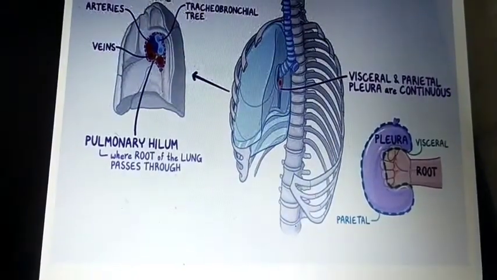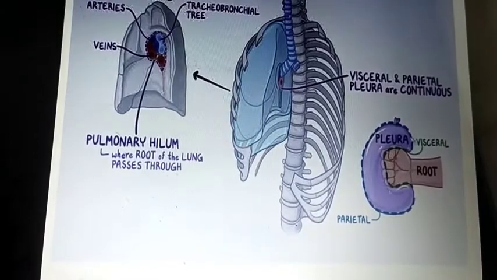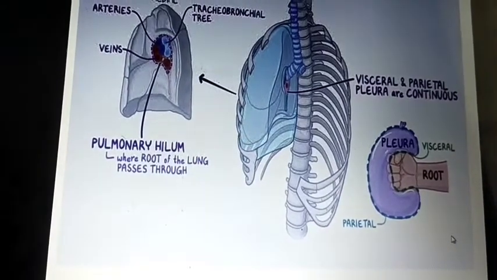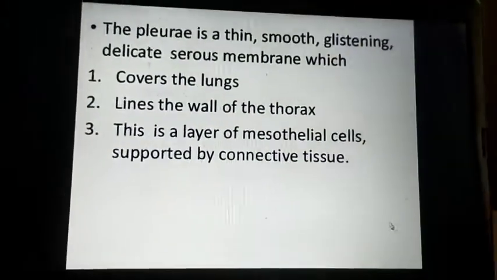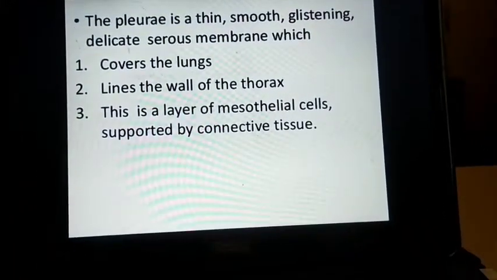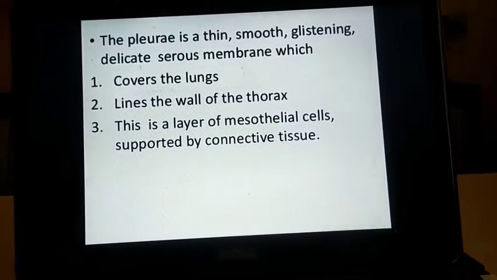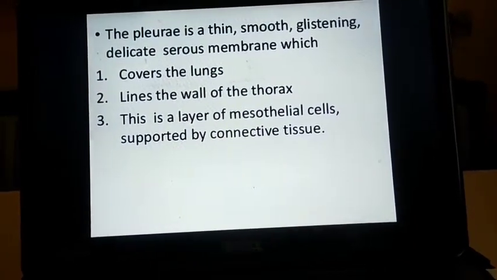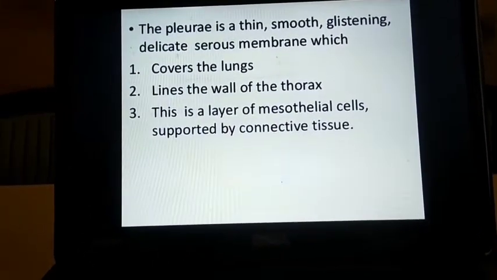In this picture we can see the pleura, with the visceral layer and the parietal layer. We can go to the next slide. The pleura is a thin, smooth, glistening, delicate serous membrane which covers the lung and lines the wall of the thorax.